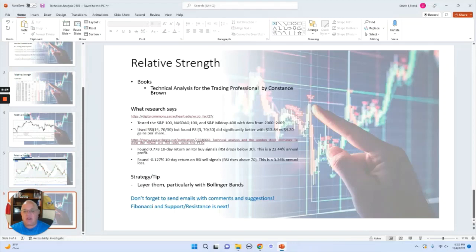And just to add a little down here, they talked about using different 14-day and 70-30, 3-day and 70-30. They tried a couple of other technical trading rules. And the interesting thing down here about the MACD and the relative strength is a 0.778% 10-day return, which if you could do that 36 times a year, was a 22% annual profit. And on the ones that found a minus 10-day return on relative strength, that's a 3.3% annual loss. So there is some indication at least that it is helpful.